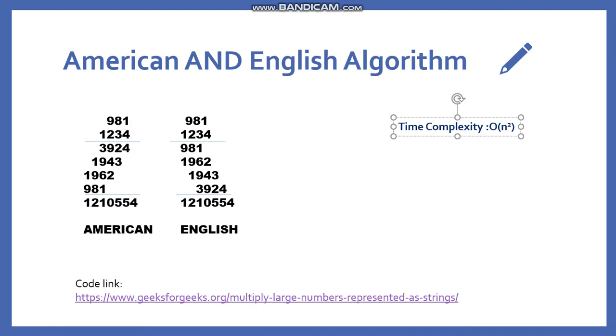This is the simpler algorithm we have already studied in our school life. This is the American algorithm, in which we start multiplying from the right side, and this is the English algorithm, in which we start multiplying from the left side. These are the two simplest algorithms. In these algorithms we multiply every digit of one number with all digits of the other number. So the time complexity is order of n cross m. If both have the same size n, then the time complexity is order of n square. This is the worst complexity for multiplication.